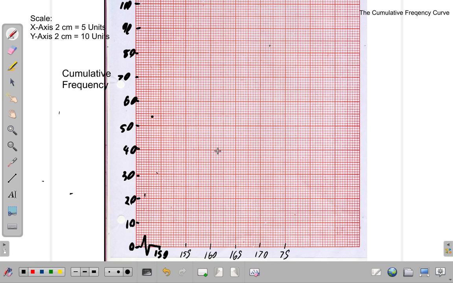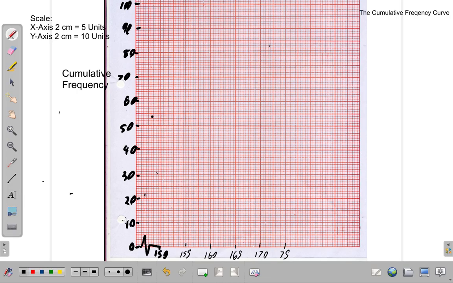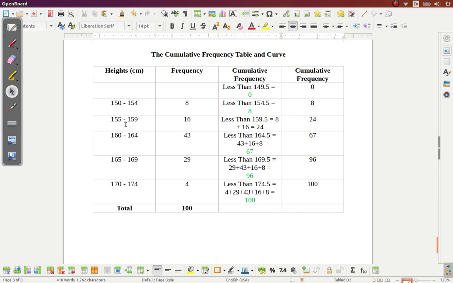Now, what we have on the table, let's look at it. You have 0 up to, remember, we started at 155, but you could have measured 149.5 and rounded it up to 155. So we start there. We're saying, how many of these models were taller than or measured less than 155? There were 0. So the number of models who measured less than 149.5.